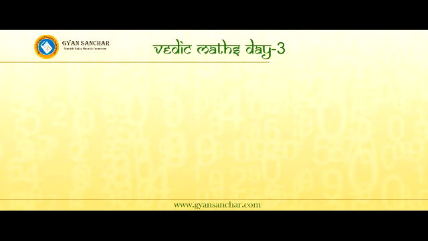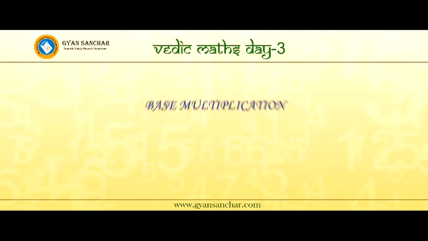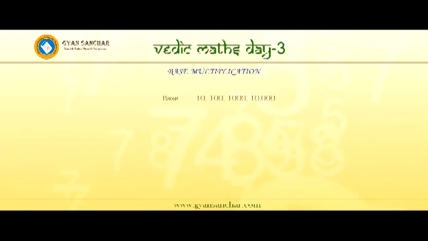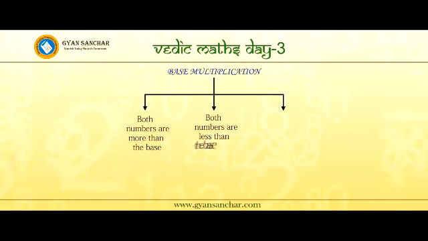This module helps us learn the base multiplication method. Any number like 10, 100, 1000, 10,000 and so on is known as a base. Base multiplication is applicable for multiplying numbers near any base. Base multiplication has the following three cases: case 1, case 2, case 3.